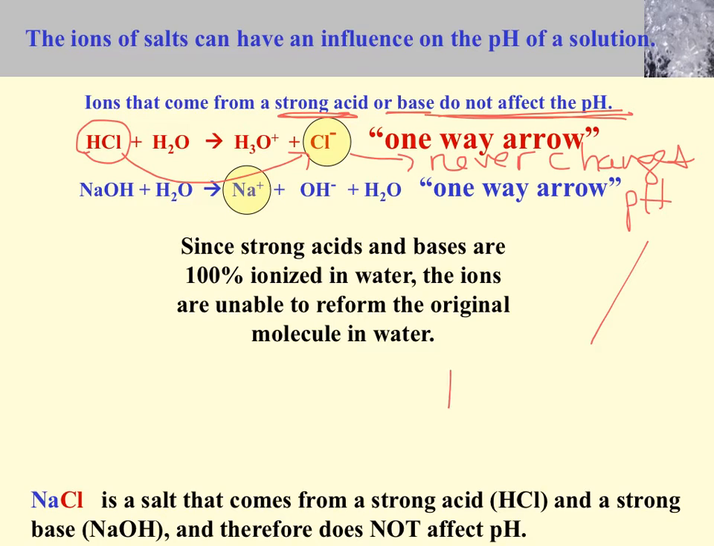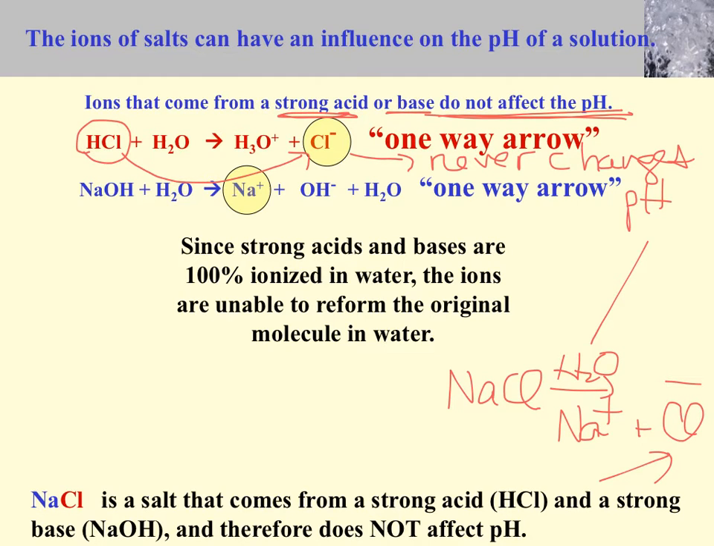So if you were to add sodium chloride to water, remember it's soluble, and so how did I say soluble salts will exist as the solvated ions? This ion, the chloride ion, will not change pH. Therefore, when you add sodium chloride to water, it has a pH of 7. It is not going to make it acidic or basic.